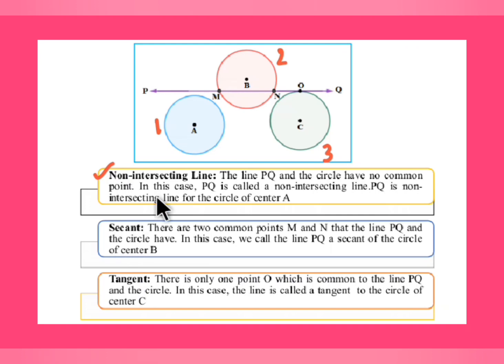Next is secant. Here the line PQ is passing through 2 points on the circumference of circle 2 with center B. Hence PQ is acting as a secant for the second circle. Third case, the same line PQ is acting as a tangent for the circle C because it is passing through only 1 point on the circumference of the circle. Okay, so just remember these 3 cases, they can give any circle and ask you to identify. It is a basic level question in TET exams.